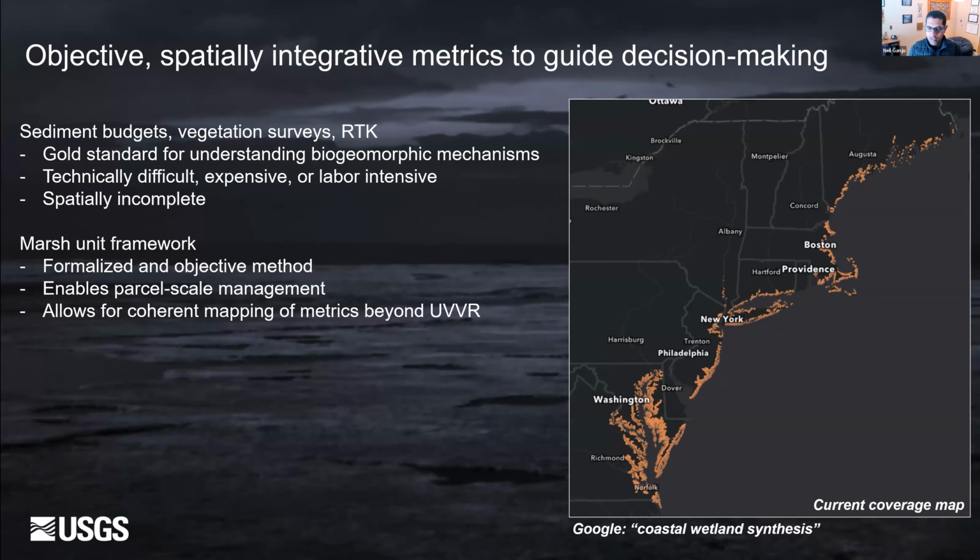The marsh unit framework gives us a leg up on that because now we can break the marsh into individual units, whether we can compute metrics on those units with existing data or with remote sensing data. Either way, we can now map things more comprehensively across the landscape, and that enables parcel scale management. And again, this isn't just about the UVVR, the lifespan, or anything else. We have mapped metrics from other partners up and down the East Coast. So any data set that exists, whether it's spatially complete or it's points, mapping it on marsh units still gives you this kind of coherent way to look at the data.